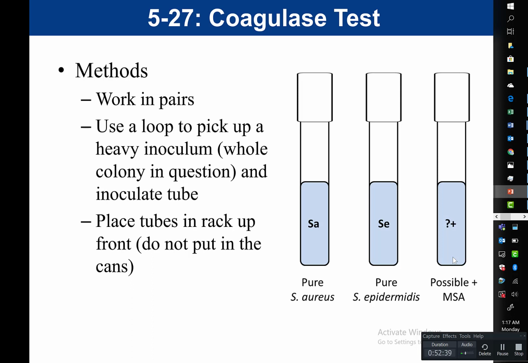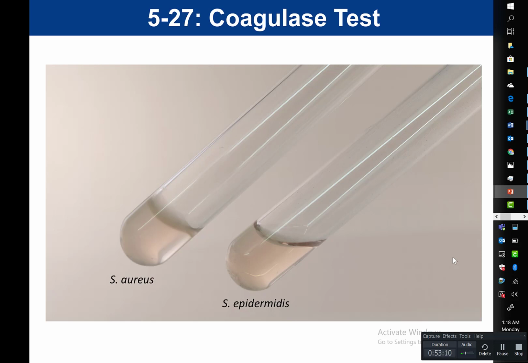And so once you inoculate these tubes, you would put them in a rack in the front of the classroom, not in the cans, simply because these tubes are teeny, tiny, and if we put them in the cans, they get lost. So you put them in this rack in the front and we would incubate them. Then after the incubation time, you would look at your tubes and see whether or not you saw a solid in that tube. This is just to show you what those results would look like.